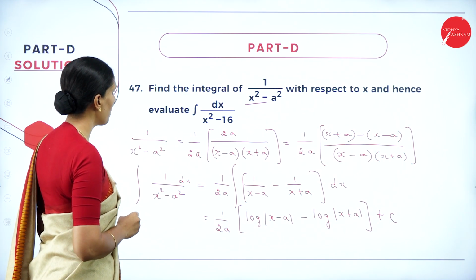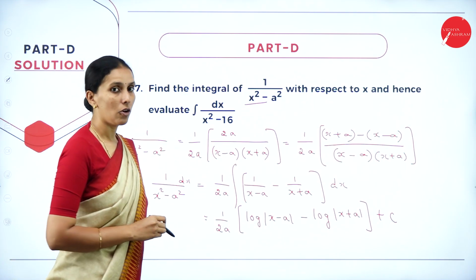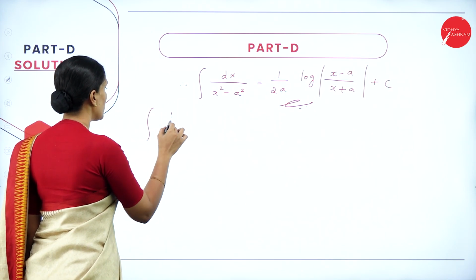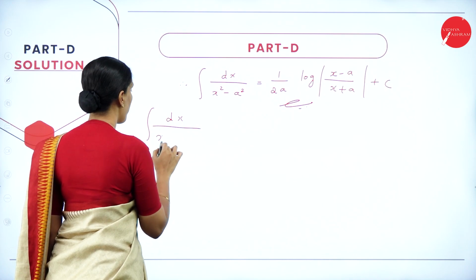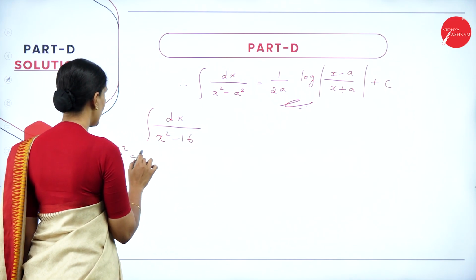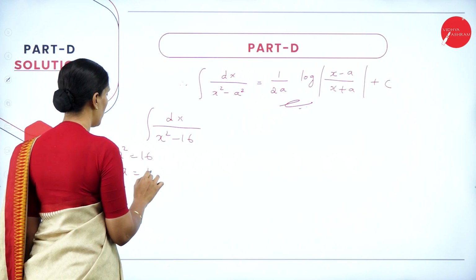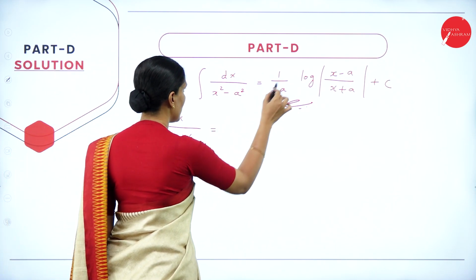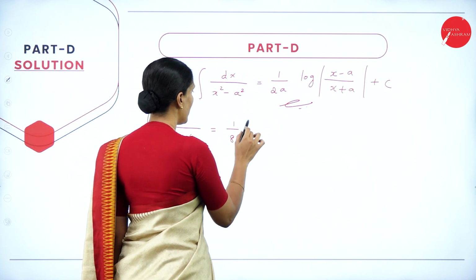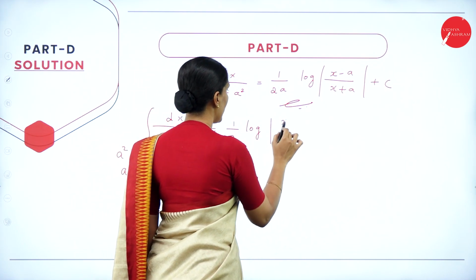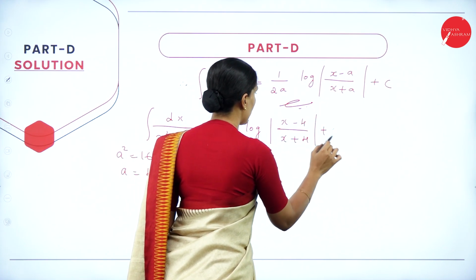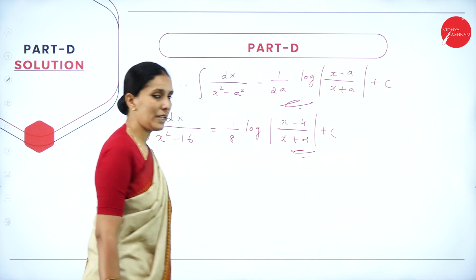Now they have asked a simple question: to find the integral of 1 by x square minus 16. Using this property, a square is nothing but 16, so a is equal to 4. Now if we apply the result, 1 by 2a means 1 by 2 into 4. So 1 by 8 log of x minus 4 divided by x plus 4 plus c. So this is the solution for the given integral.